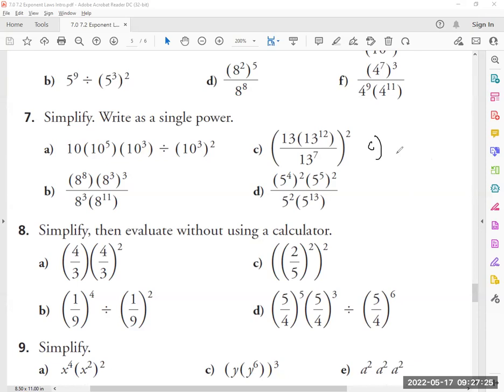Yep, go ahead. I don't know, but you said 13 to the power of 10? Okay, let's check it out. How did you get that? Well, 13 to the power of 6 times 13 to the power of 2. That's wrong.